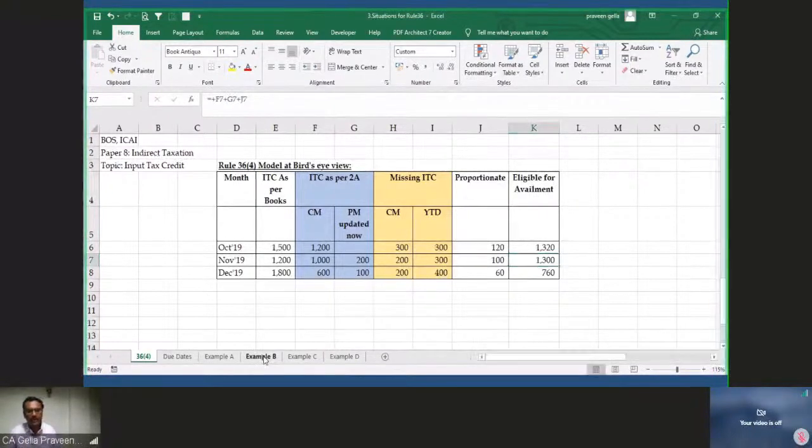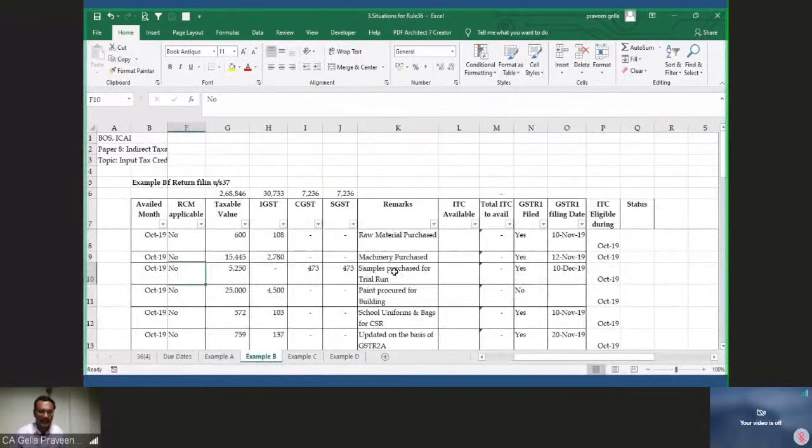Can you come to example number B? In example B, I'll take you through how we calculate for Rule 36 examination. Probably you'll not have an Excel, so you have to have a chart like this to calculate what is the credit available. Now I'll take you in a phased manner. Just go with me this way.